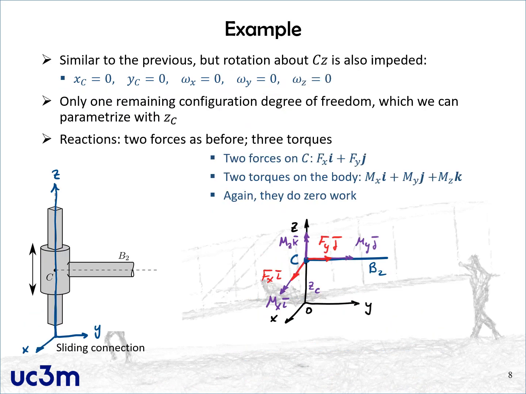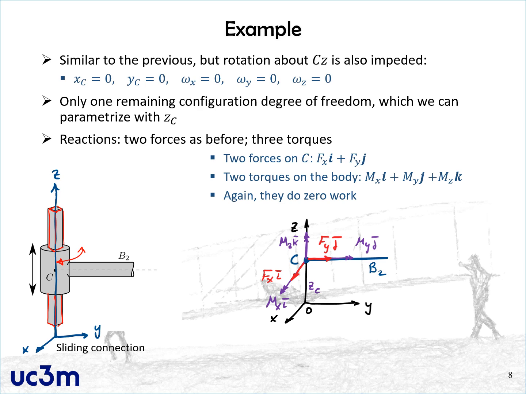This is just a variation of the previous case, where instead of a collar that can slide and rotate, we have a collar that can only slide. Here we have a fixed bar, which has a different profile. It has a square section, so that doesn't allow this rotation of the body B2 as before. So this is also forbidden.